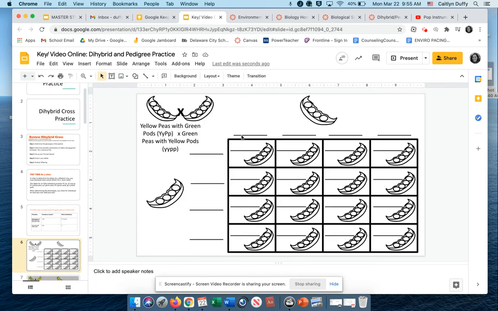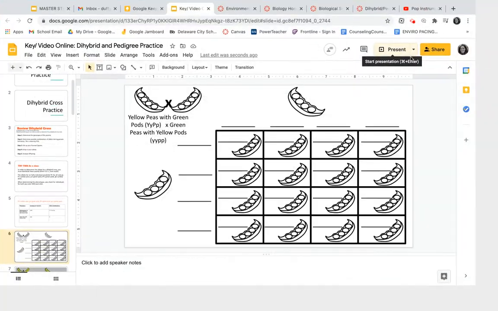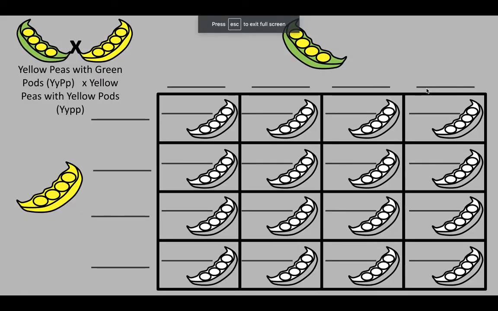So now you guys are going to be filling out this slide, and that's what you're going to be submitting as your class assignment. But the nice thing is I'm going to go through this with you. So I'm going to go back to that present slide. Very first thing, we know we have yellow peas with green pods, big Y, little y, and big P, little p, and yellow peas with yellow pods, big Y, little y, little p, little p.